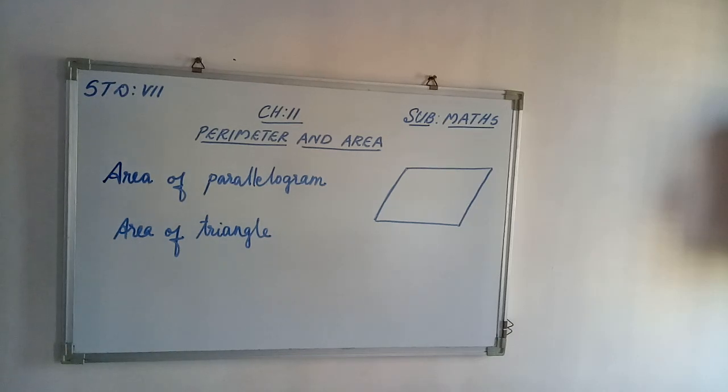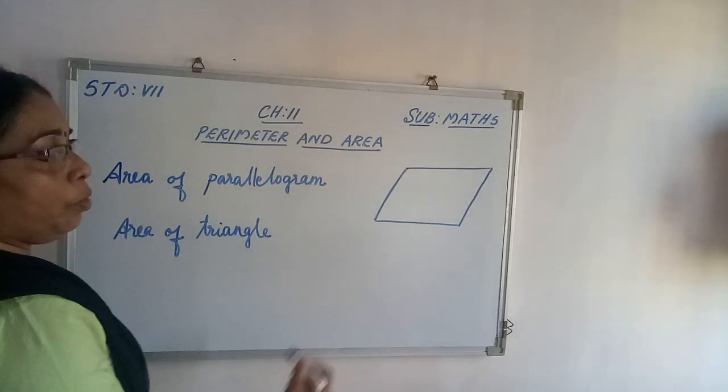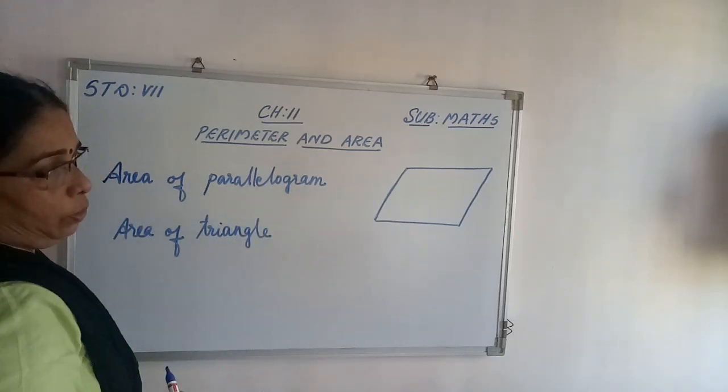Hello students, in the previous video we have learned how to find out the perimeter and area of rectangle and square. Today we will see area of parallelogram and area of triangle. How to find out area of parallelogram?